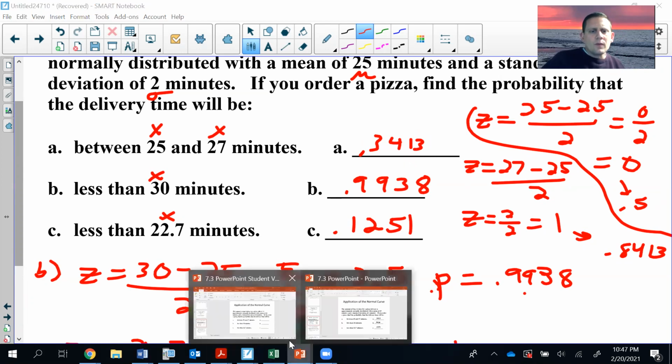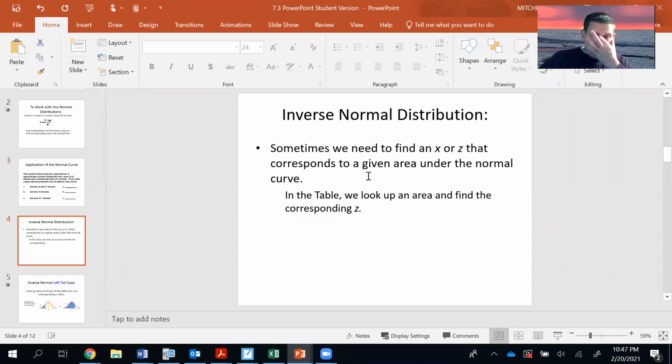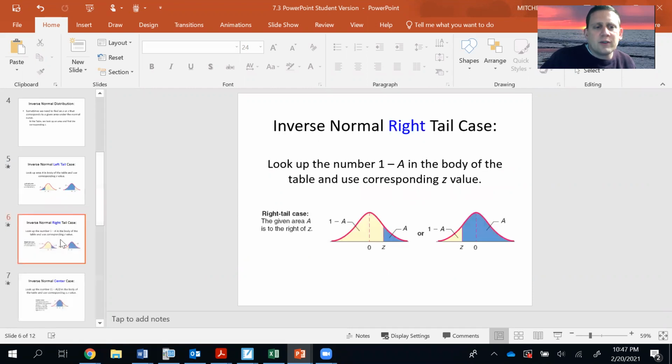Okay, so we've been working on that for a little while. Now we're going to get into just working backwards is really all that it is. Sometimes we need to find an X, a raw score, or a standardized value that corresponds to a given area under the normal curve. Remember, area, probability, percentiles, they all really mean the same thing. In the table, we are looking up an area and finding the corresponding z value.